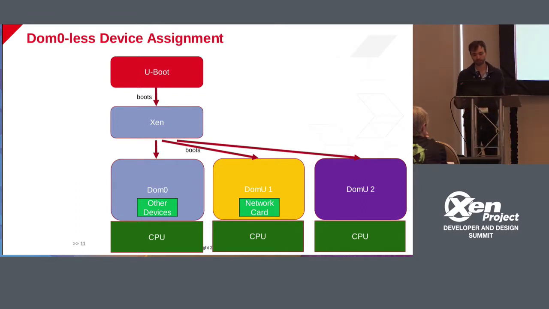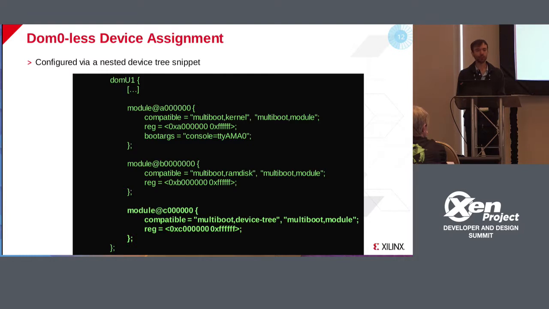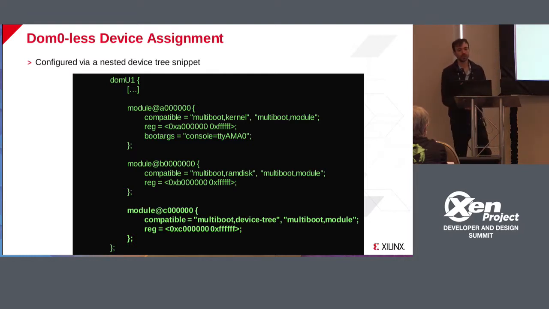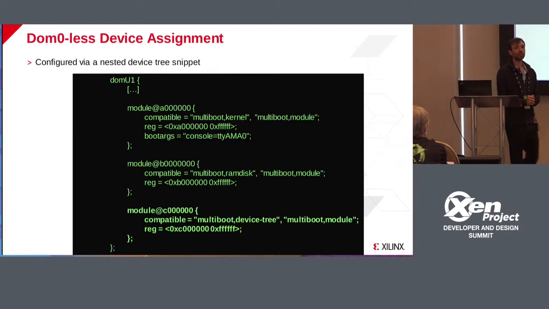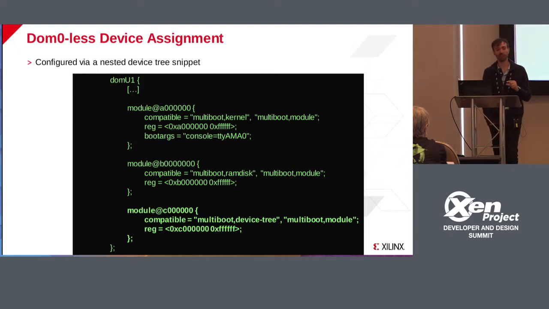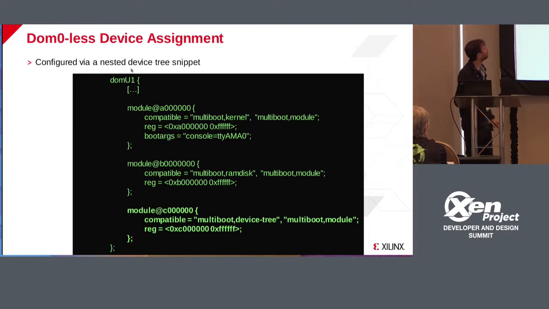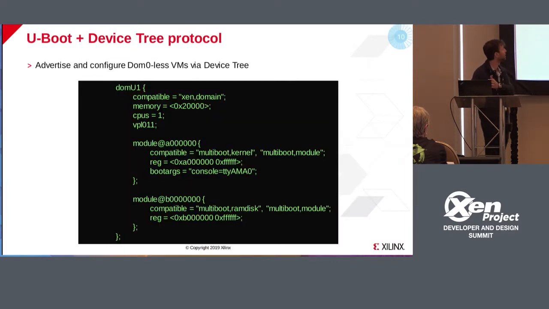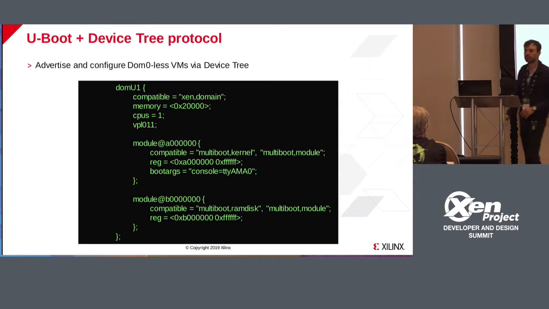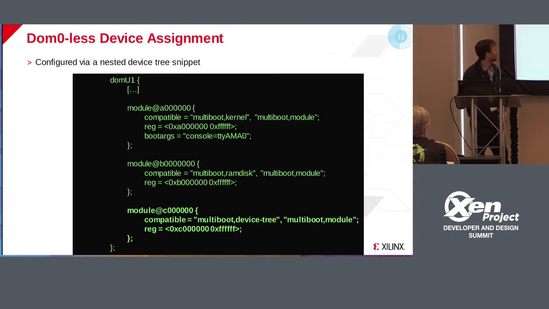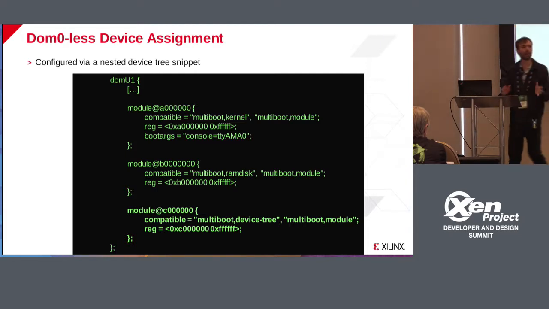How do you do that? Well, we do it with device tree again. By loading into memory one more binary. The binary is a little device tree snippet that contains information about pass-through. This is just the DomU node from before that we placed under the chosen node. This is the same as this, okay? And I just added one more module here. And the one more module is compatible multiboot,device-tree, which means really this is for pass-through information.